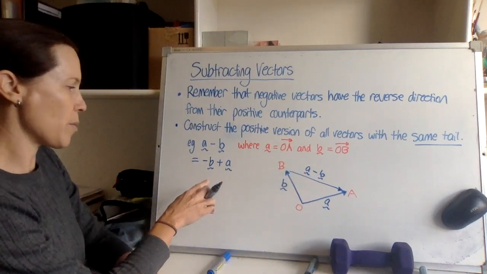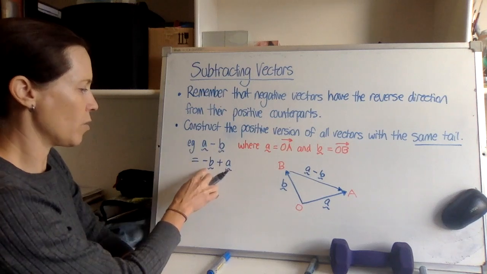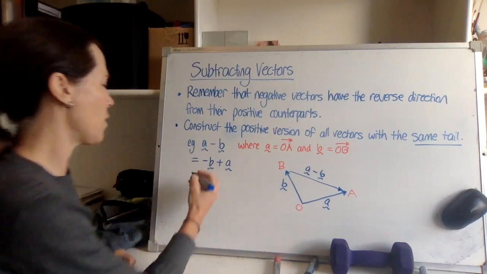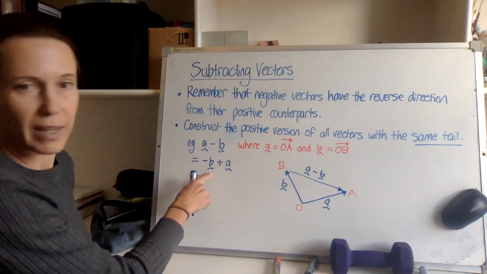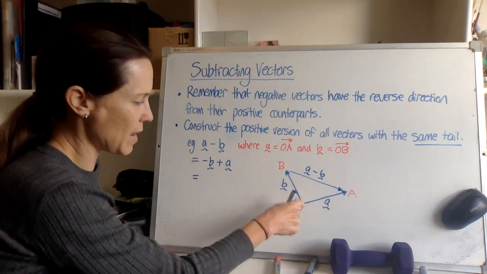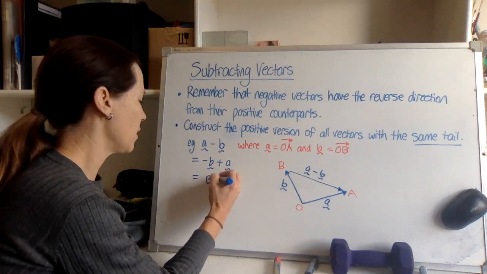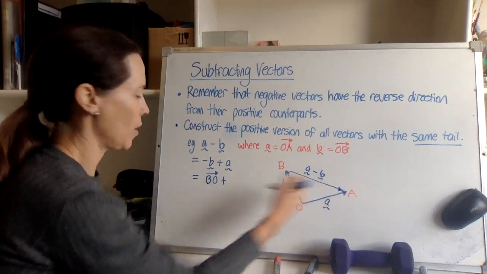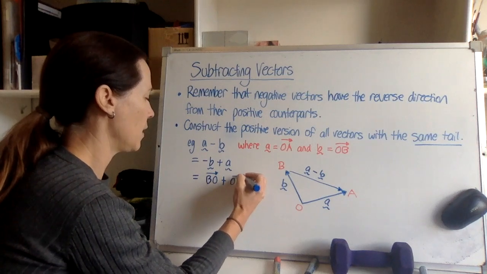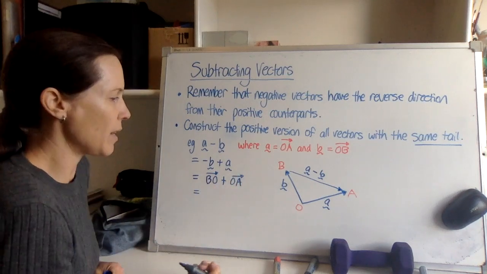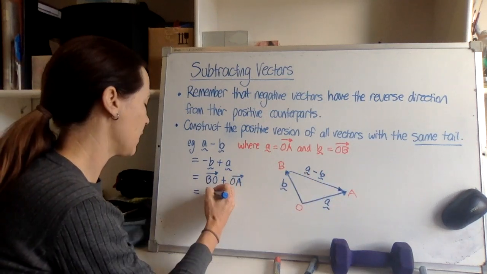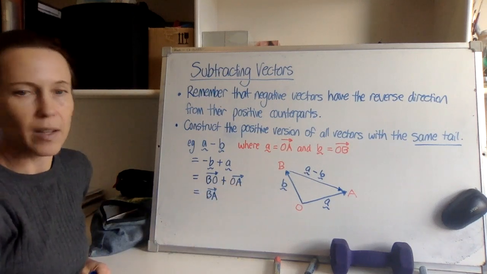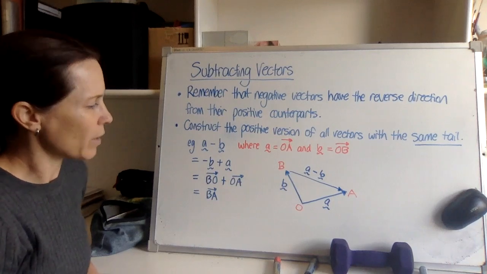So it makes sense to think, okay, I'm going to do the negative one first, and then the positive one, and then we could say, all right, what is negative B? As a directed interval, it's going from there to there, so it's actually BO, isn't it? And then we need to add OA, and the net movement that we've got there is that we've gone from B to A.